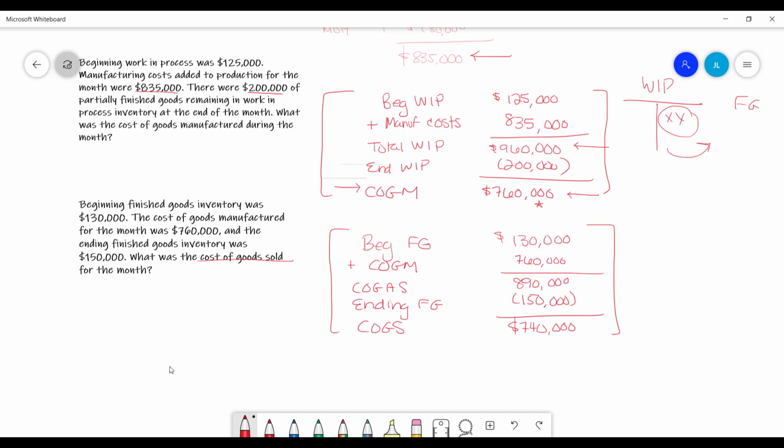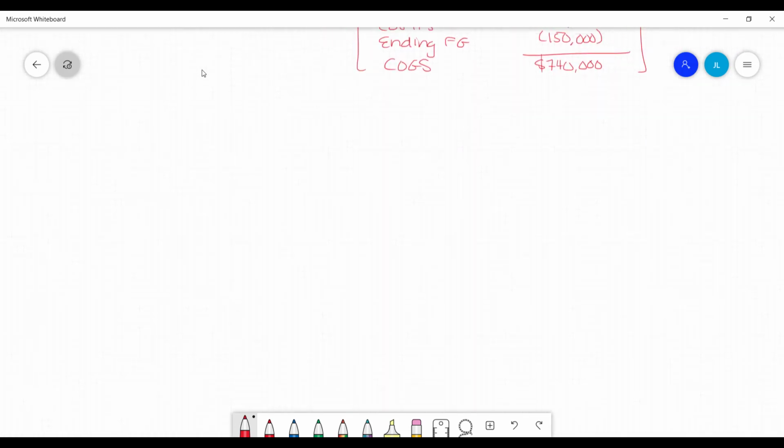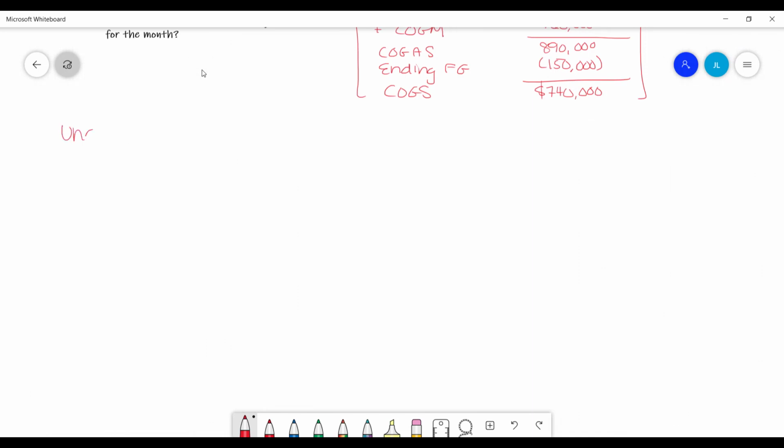And we'll finish off this discussion by talking about under and over applied overhead and how to prepare the journal entries to close out the manufacturing overhead account, right? So for this one, we're just going to be talking about under and over applied overhead.